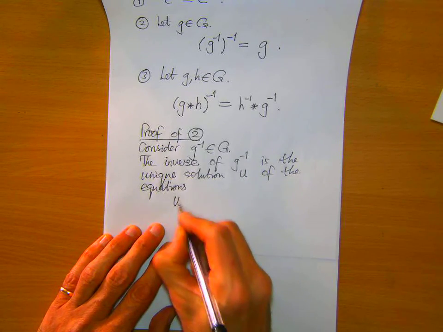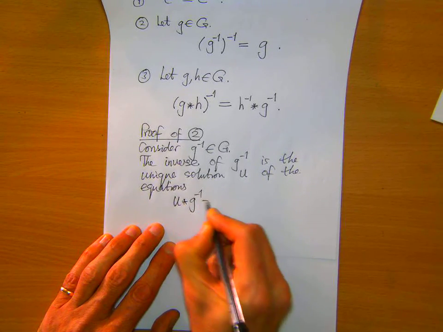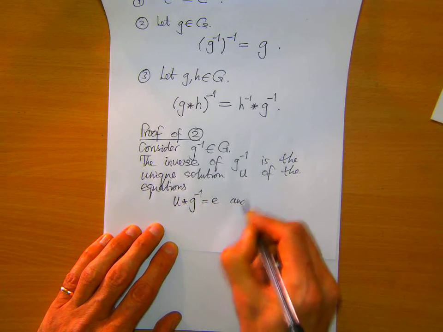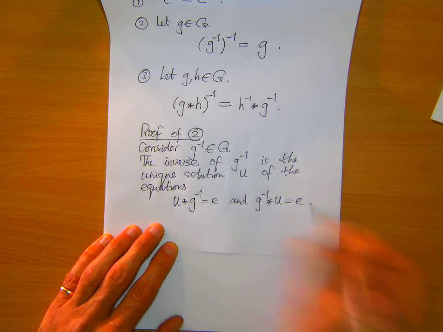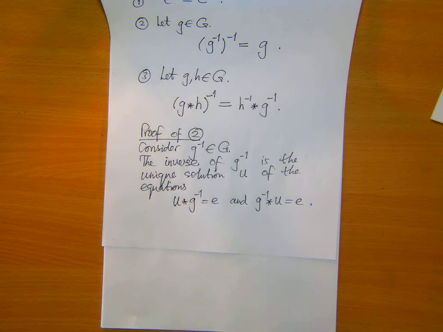So if I do U with G inverse, I get the identity. And if I do G inverse with U, I get the identity. So that's writing down the inverse simultaneous equations applied to G inverse. So U is going to be the inverse of G inverse. It's the unique solution of these equations. Okay, that's just by definition of the inverse. And we know from the proposition that there's only one of them.